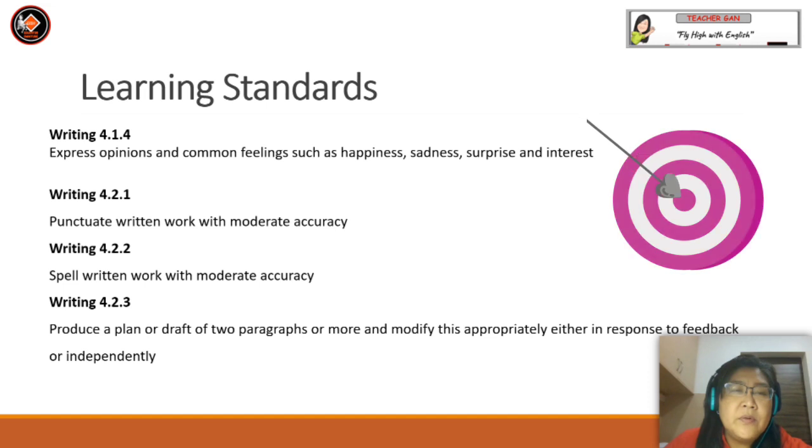Writing 4.1.4: express opinions and common feelings such as happiness, sadness, surprise and interest. Writing 4.2.1: punctuate written word with moderate accuracy. Writing 4.2.2: spell written word with moderate accuracy. Writing 4.2.3: produce a plan or draft of 2 paragraphs or more and modify this appropriately either in response to feedback or independently.